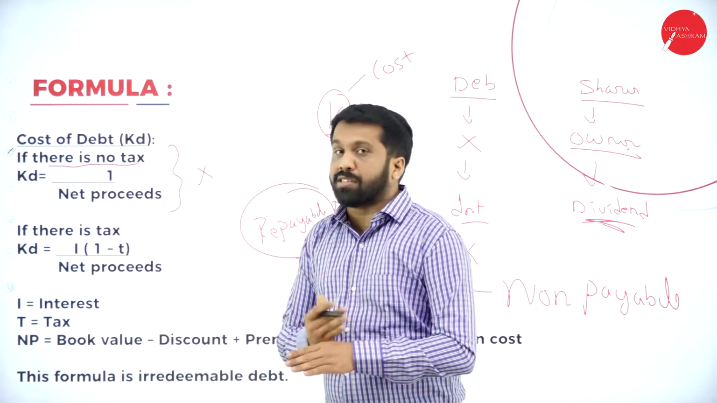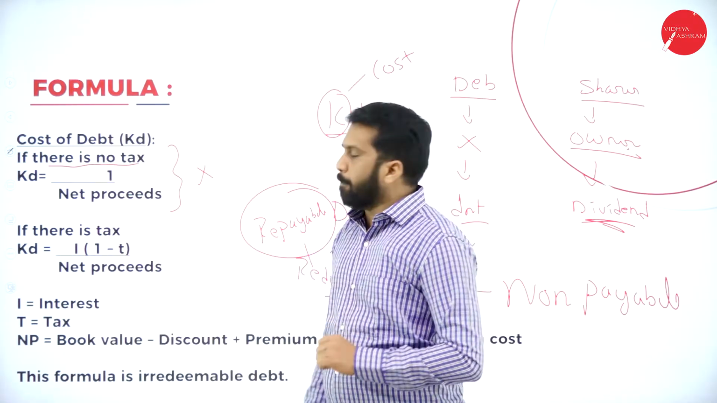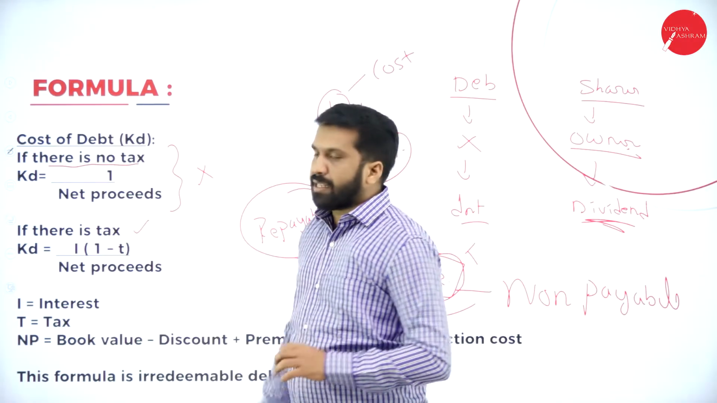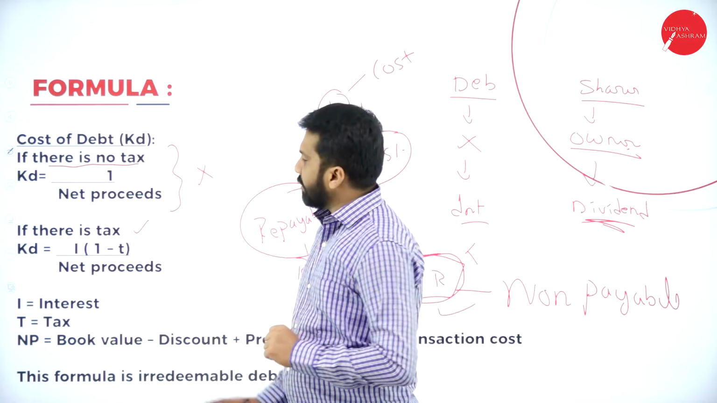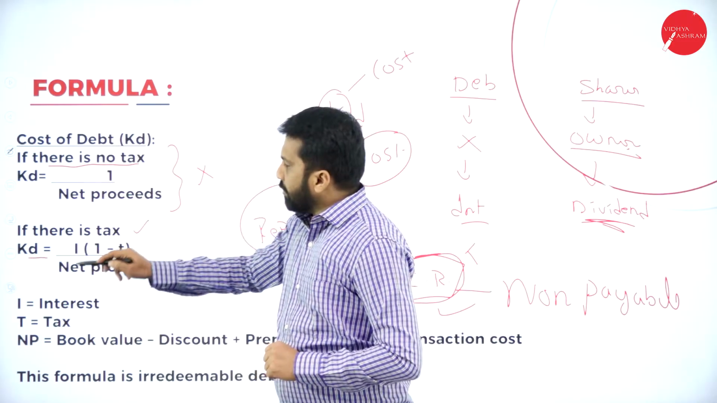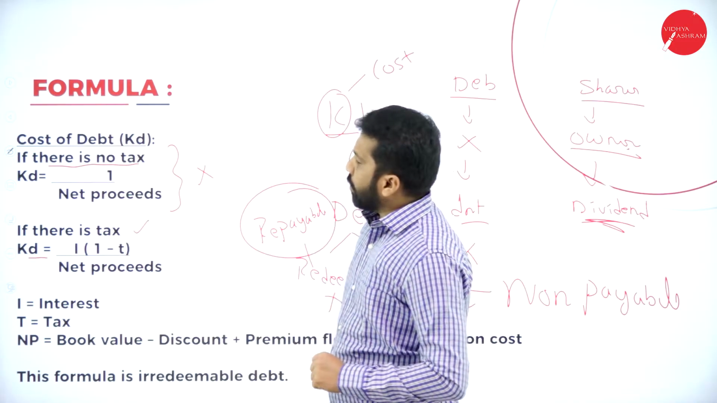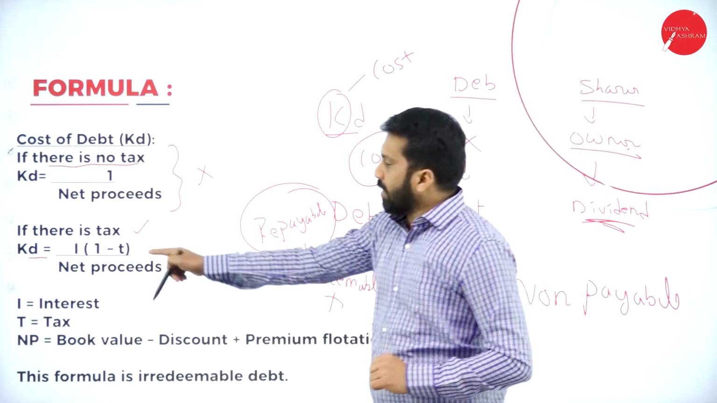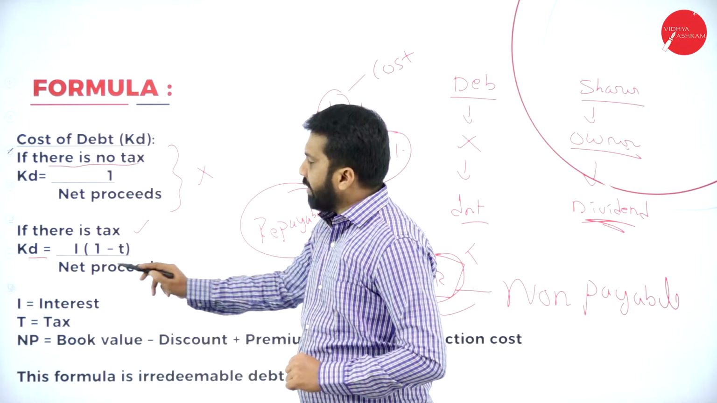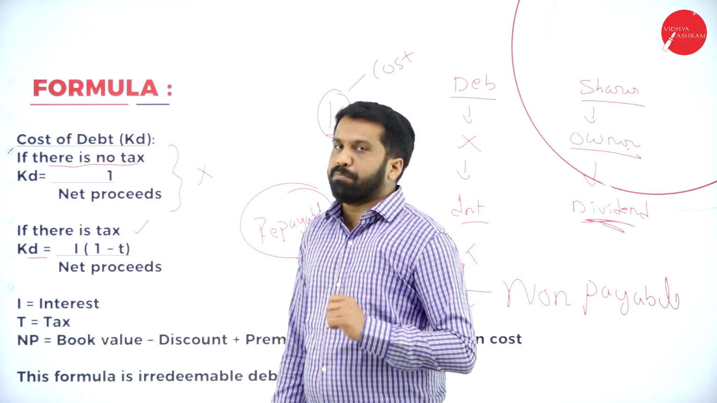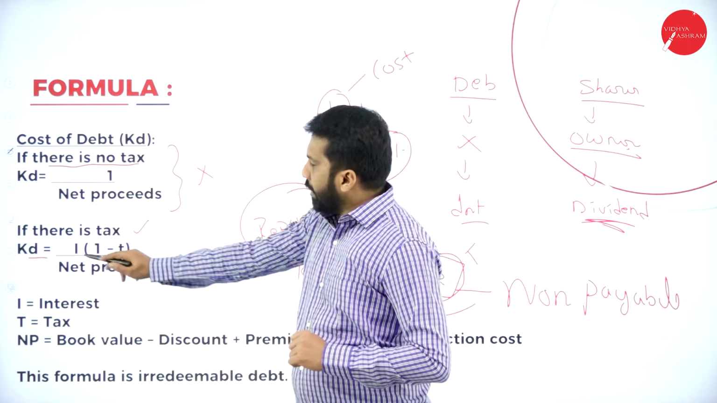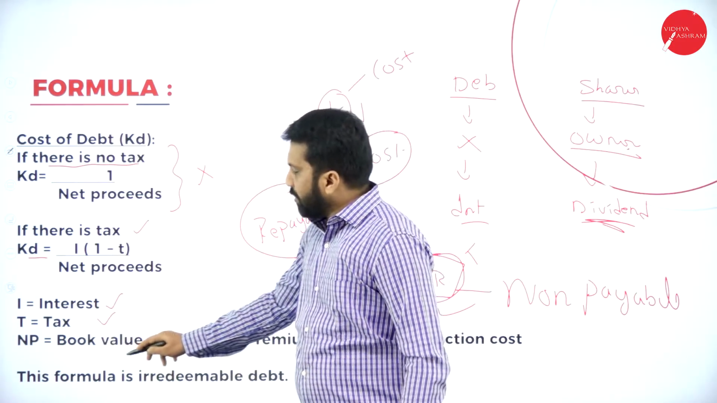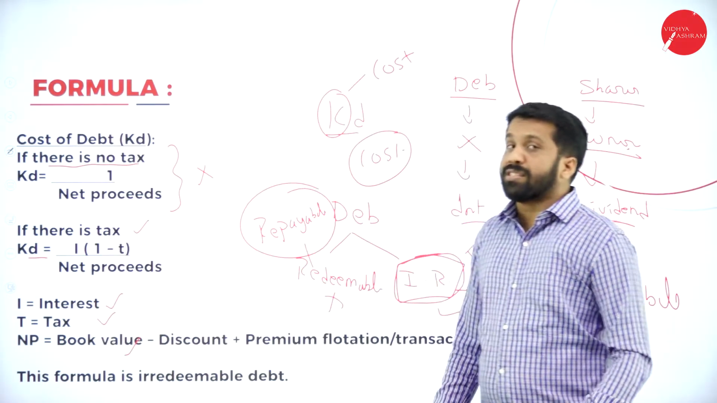If you know the with-tax formula, without tax it is simple. You are supposed to remove this bracket. Now, if there is tax, cost of debenture is equal to, not 1, it is I. I stands for interest, I into 1 minus tax divided by net proceeds, NP. Remember this formula. I stands for interest, T stands for tax, NP stands for net proceeds.